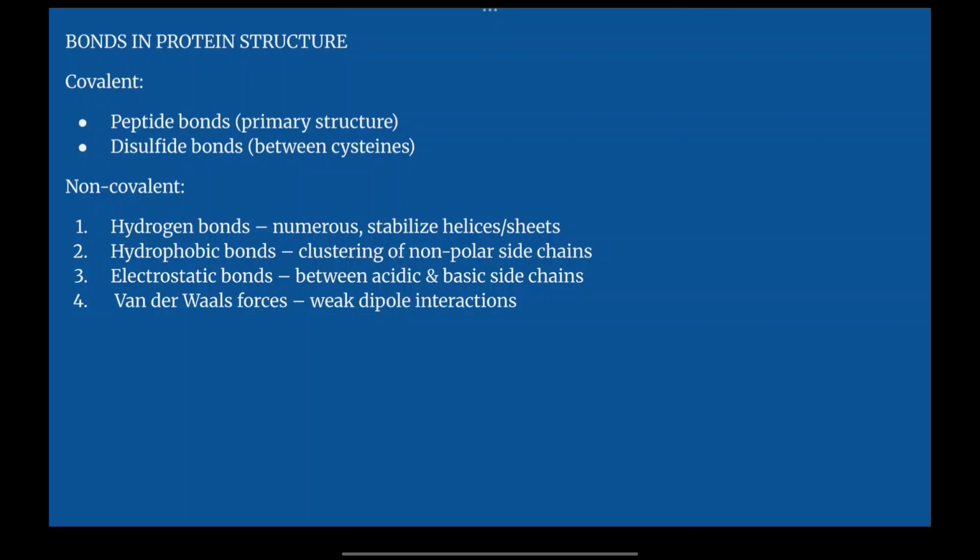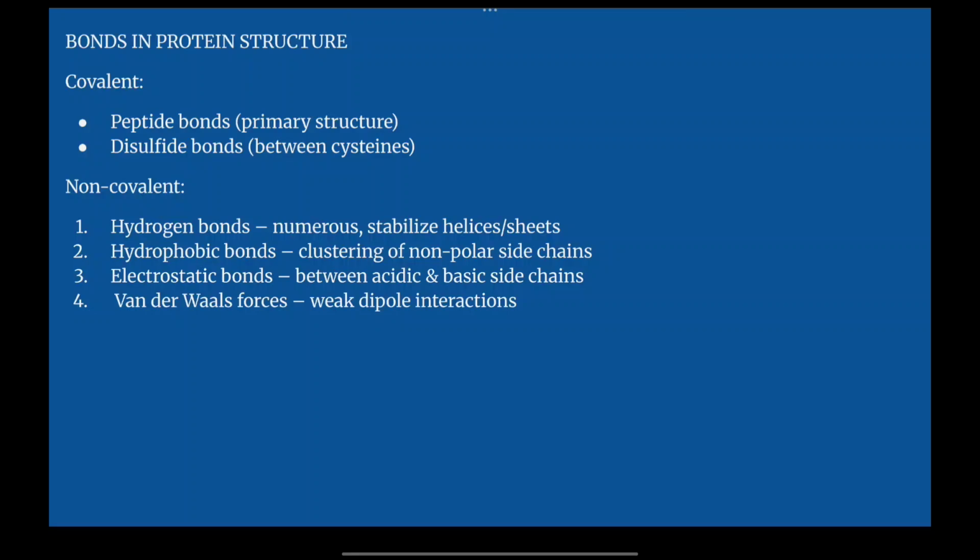Hydrogen bond is formed between two hydrogens that are present in the protein structure. Here the hydrogen bonds are numerous and they stabilize the helices or the spirals or the sheets of protein structures. So helices or sheets is where we saw the secondary structure.